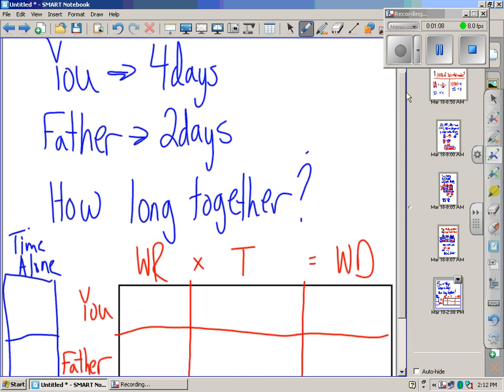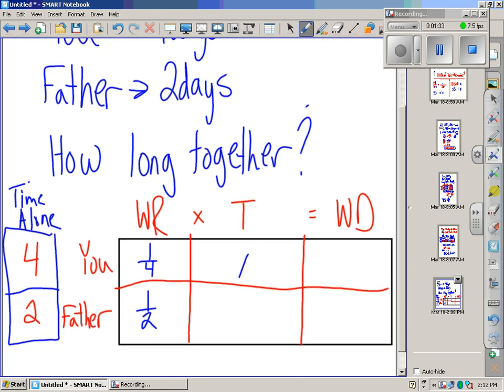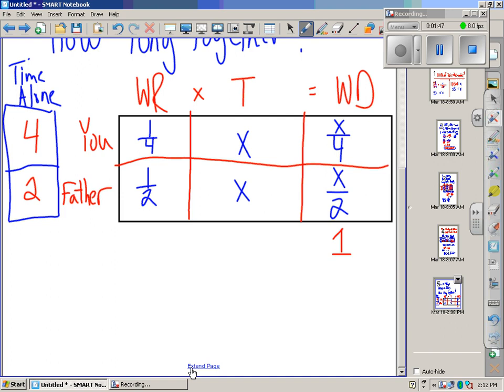It takes you 4 days to do this job alone, and your father 2 days. So the work rate is how much of the job you could do in 1 day, which is going to be the reciprocal of this column. So this would be 1/4 and 1/2. You work together for some amount of time we don't know, so that's going to be x and x. We multiply across. And if you complete the job, you do 100% of the job, so this is going to be a 1.